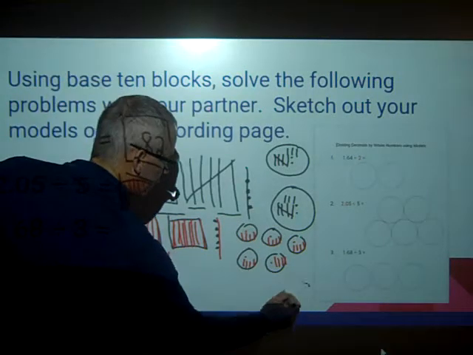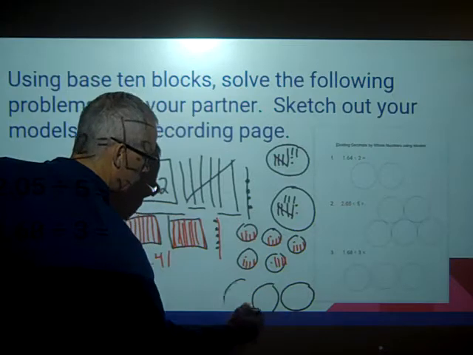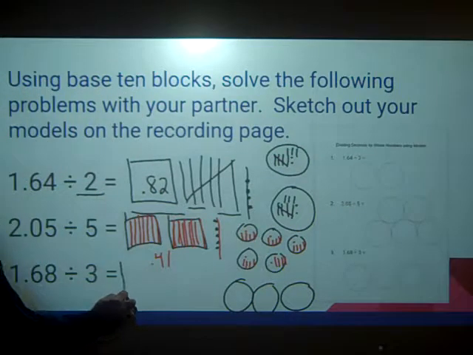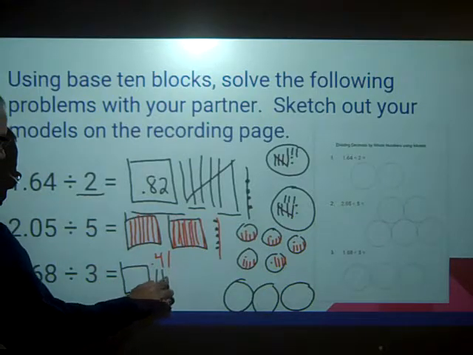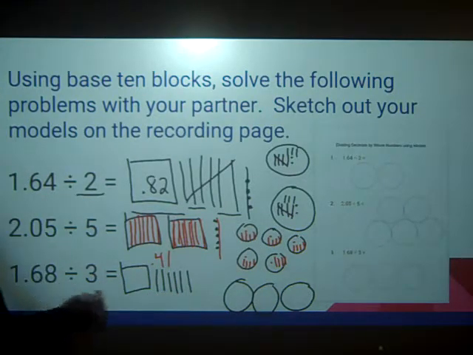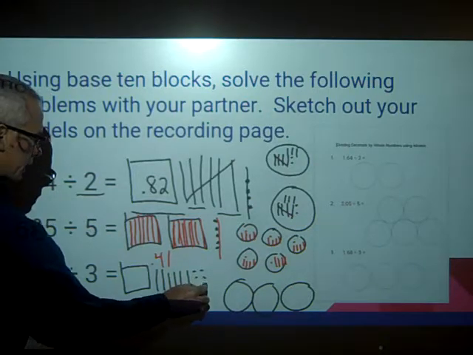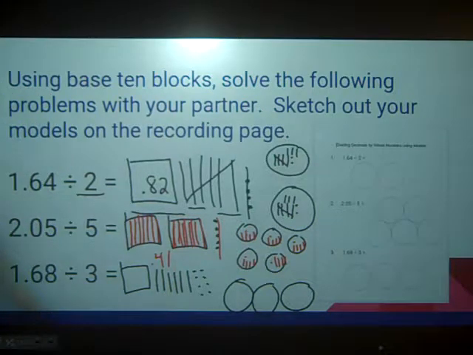So I'll draw my 3 circles. Now I'll make one whole, and 6 hundredths. Divide that by 3. Okay. First thing I should do is what?